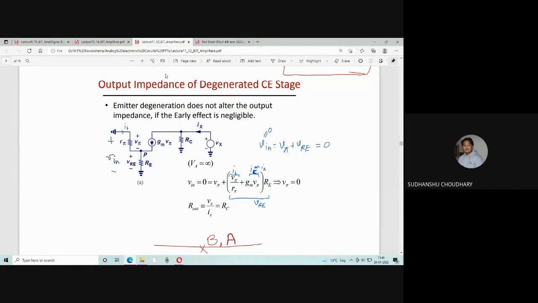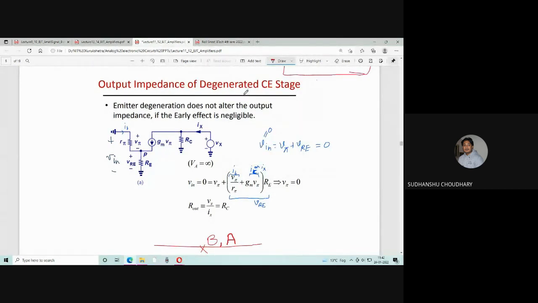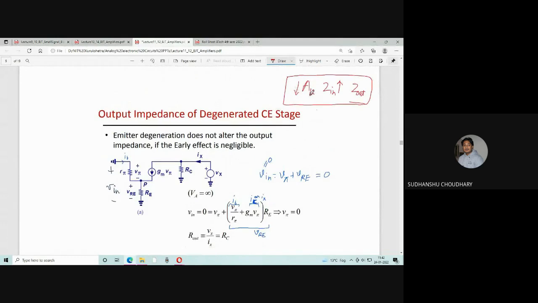So we were actually talking about the common emitter amplifier stage, and we had known how to calculate the gain, the input impedance and output impedance. And we had commented that in a degenerated common emitter stage, that is where you have this emitter resistor, the gain goes down. So there is a loss in gain, input impedance increases, and output impedance remains same.